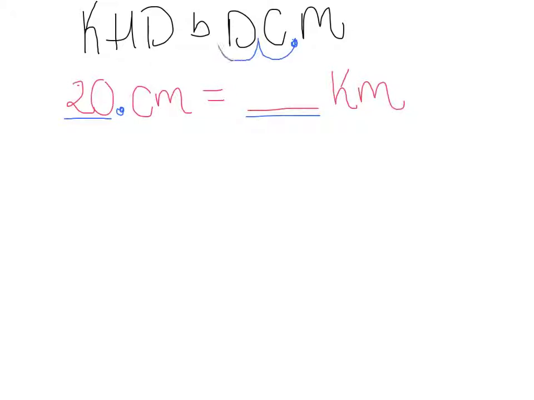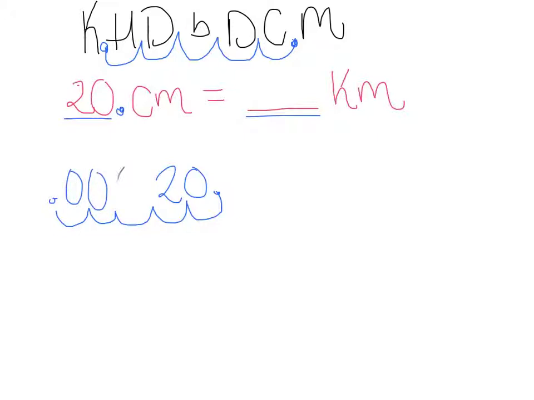So 1, 2, 3, 4, 5 bumps. We stop right after it where the decimal point would be. And then however many bumps you did up here, you're going to do that same number of bumps on your number here. So if we had 20, then we'd take the decimal point and go 1, 2, 3, 4, 5 bumps. So your decimal point is here now. And these extra bumps that don't have anything in there, you're just going to fill those in with zeros. So your answer here would be 20 centimeters is equal to 0.0002 kilometers.